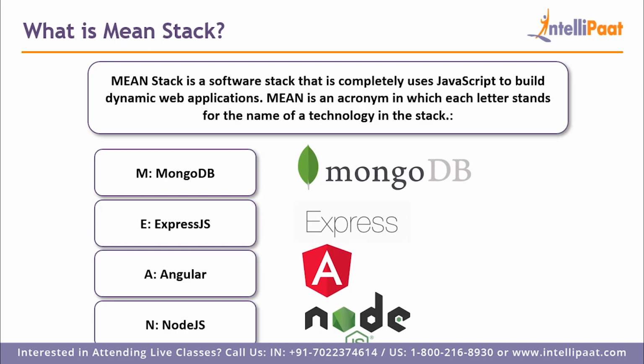MeanStack is a software stack that completely uses JavaScript to build dynamic web applications. Mean is an acronym in which each letter stands for the name of a technology in the stack. So in the MeanStack, M stands for MongoDB, E stands for ExpressJS, A stands for Angular, and N stands for Node.js. In this session, we'll be looking at what each of these technologies is and why you would use it.